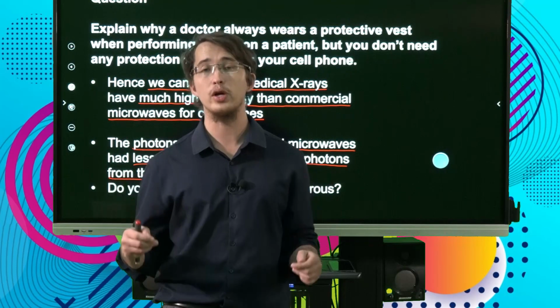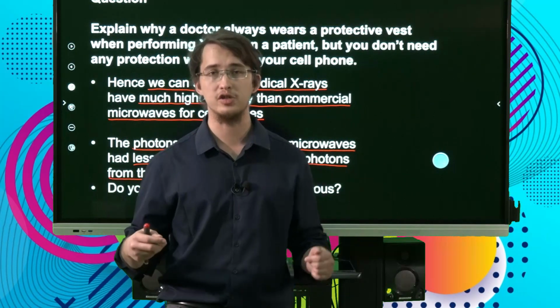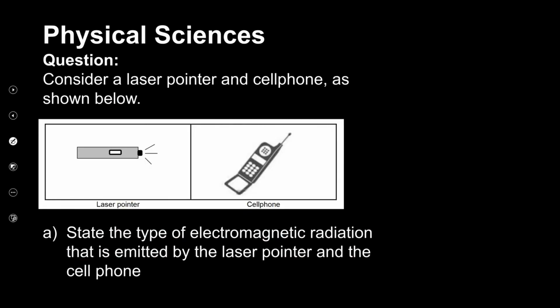Let's look at another question quickly, this time from an exam, to see what you might be expected to produce. Our question simply says, consider a laser pointer and a cell phone, as shown in the images below. This is a typical laser pointer like those used by professors and kids as toys. It just shines a dead straight line from the pointer. And a cell phone we are well versed in.